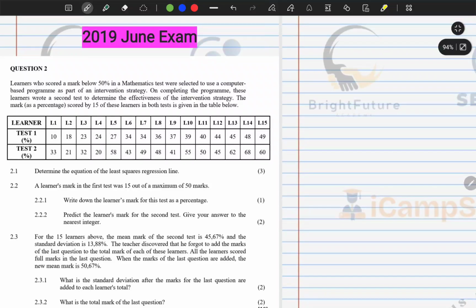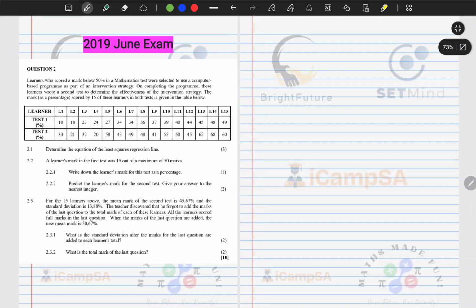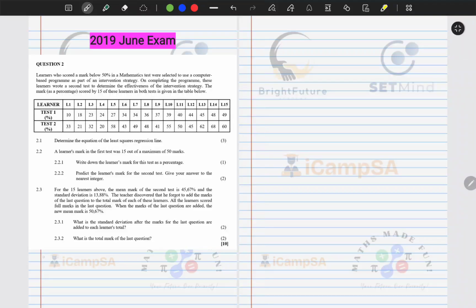So we are told learners who scored a mark between 50% in mathematics tests were selected to use computer-based programs as part of an intervention strategy. On completing the program, these learners wrote a second test to determine the effectiveness of the intervention strategy. The mark as a percentage scored by 15 of these learners in both tests were given in the table below. So we are supposed to determine 2.1, the equation of the least squares regression line.